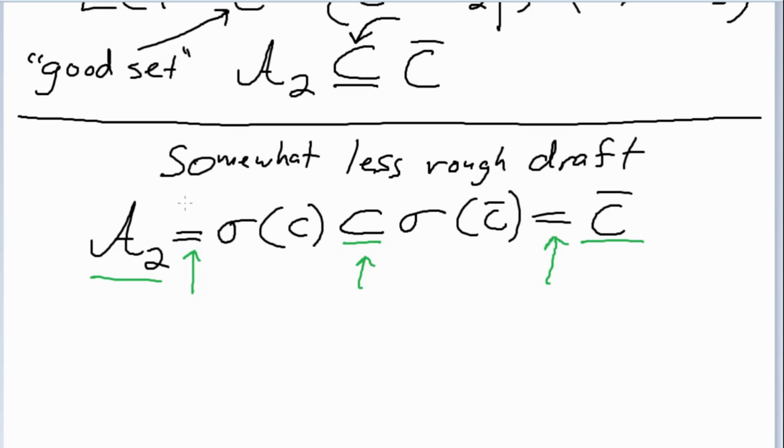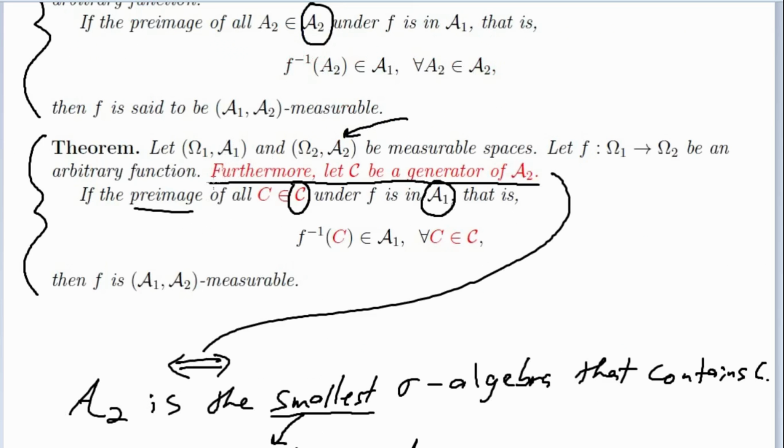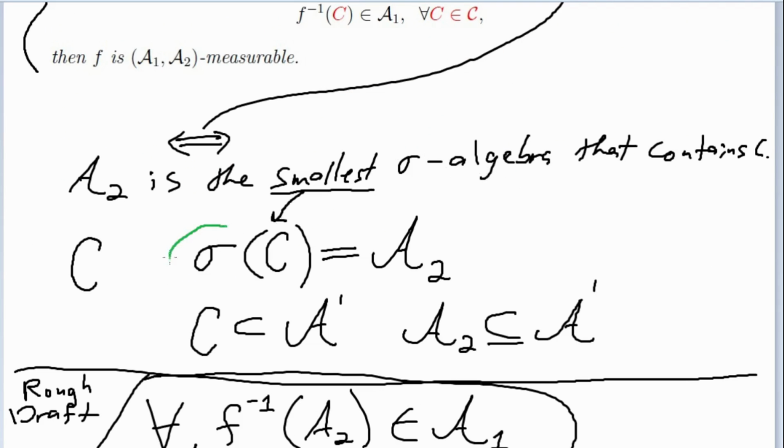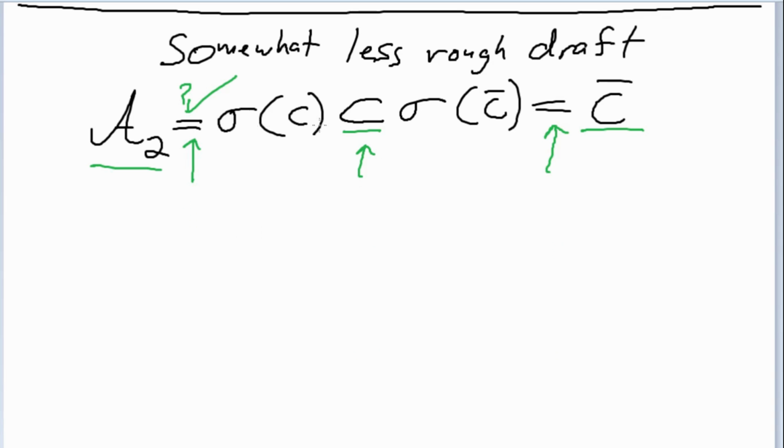Now, how can we prove that A2 is equal to sigma of C? Actually, we don't have to prove anything there, because one of the prerequisites in this theorem is that C is a generator of A2. And as we said before, that just means sigma of C is A2, right? Which is exactly what we said here. So that is already true. Now what about this here? Why would it be the case that sigma of C would be a subset of sigma of C bar? Well, let's think about this.